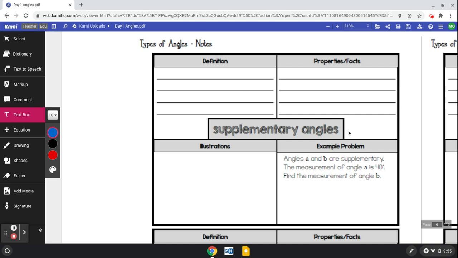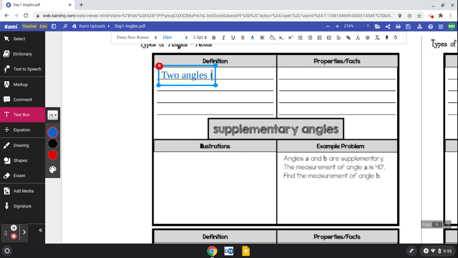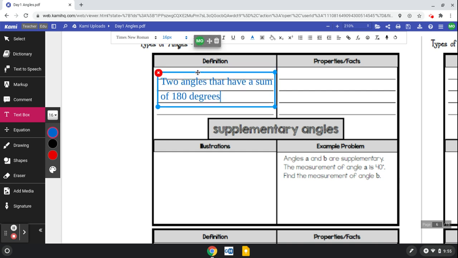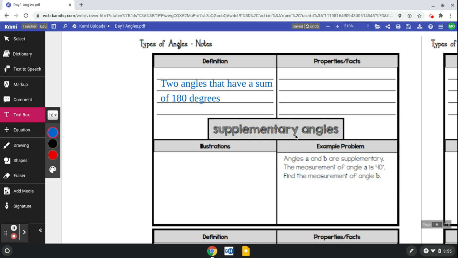All right, supplementary angles. The definition of a supplementary angle is two angles that have a sum of 180 degrees. Okay, that is our definition of a supplementary angle.